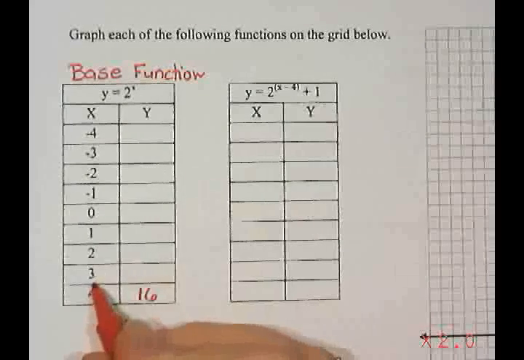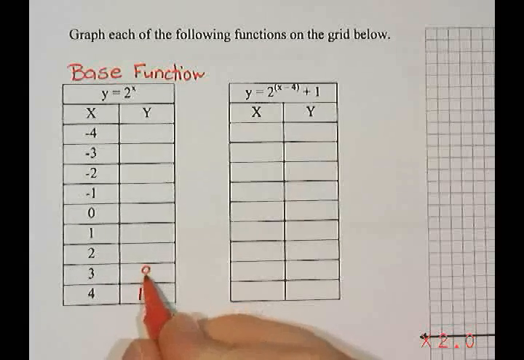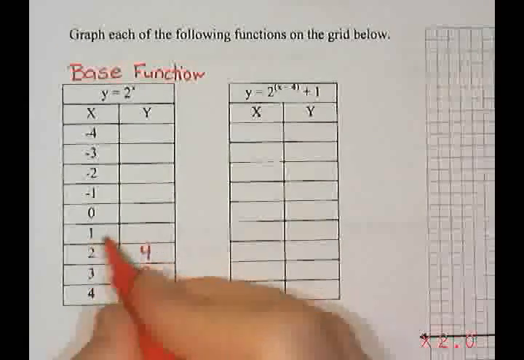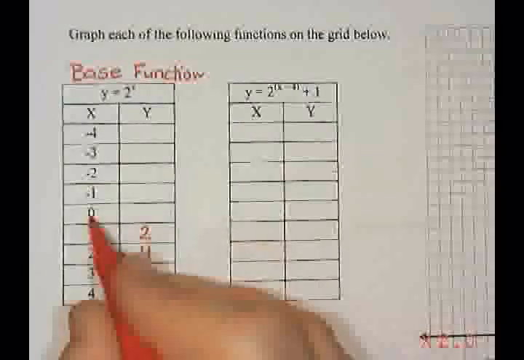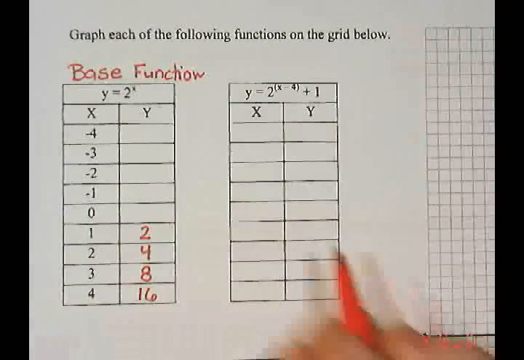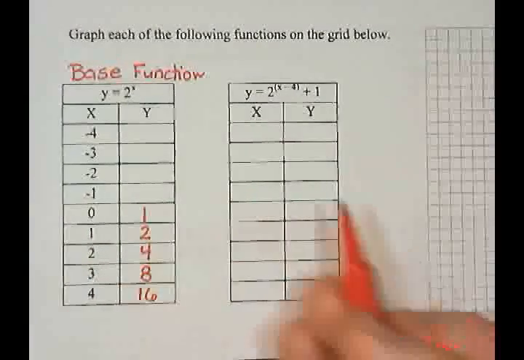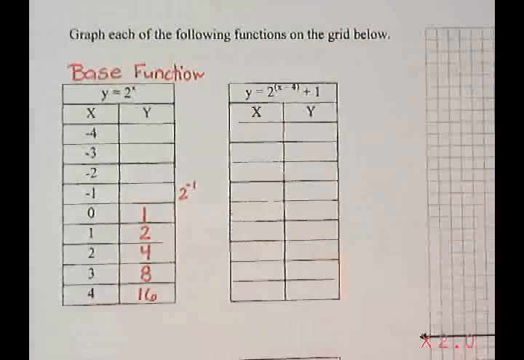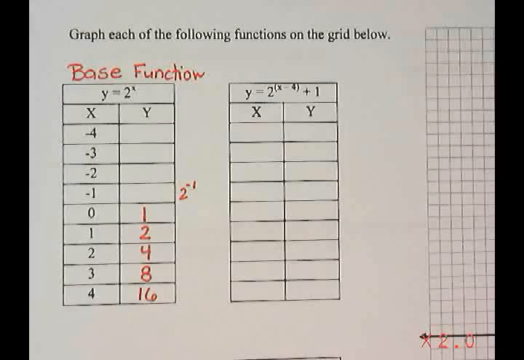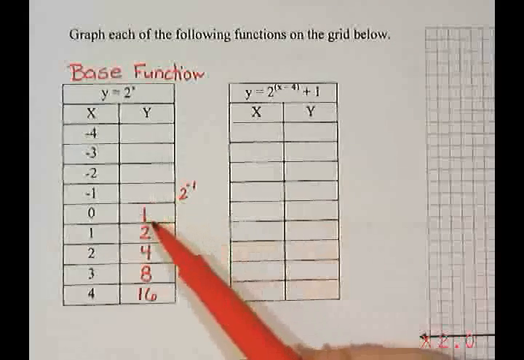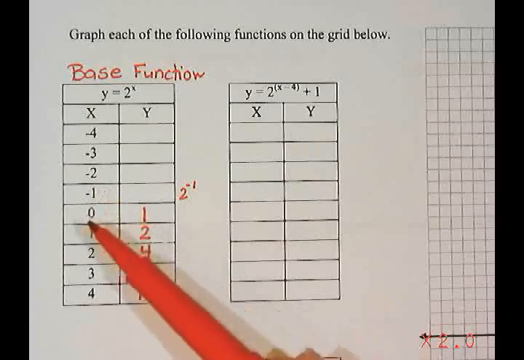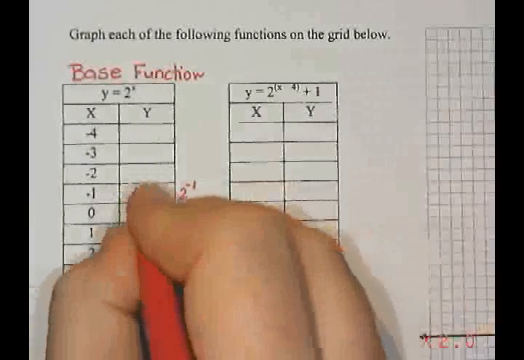And then 2 to the power of 3, which is 8. 2 to the power of 2 is 4. 2 to the power of 1 is 2. 2 to the power of 0, anything to the power of 0 is 1. 2 to the power of negative 1. Now a negative exponent makes a fraction. It has a flipping over action. So if 2 to the power of 1 is 2, then 2 to the power of negative 1 gets flipped over and becomes 1 over 2.